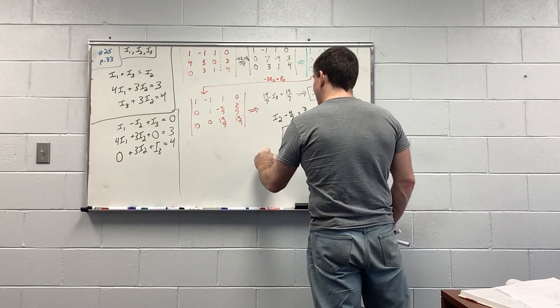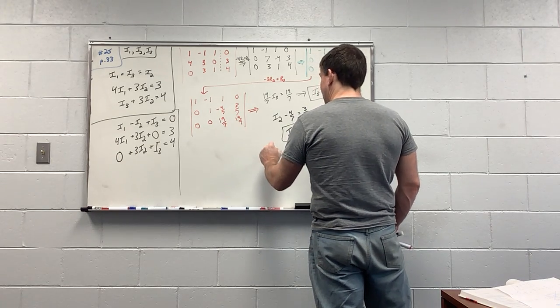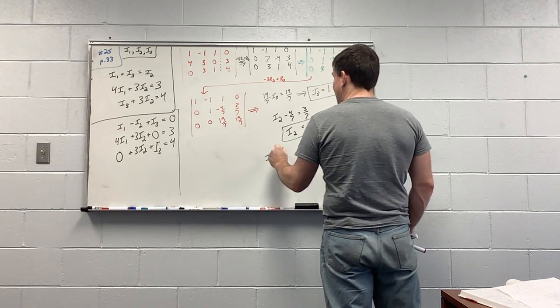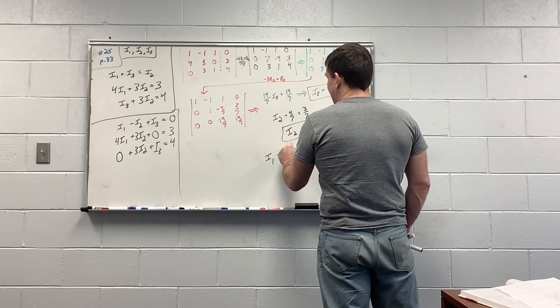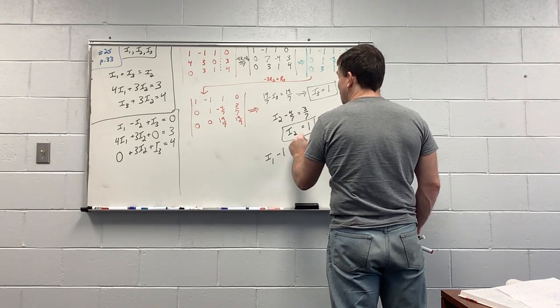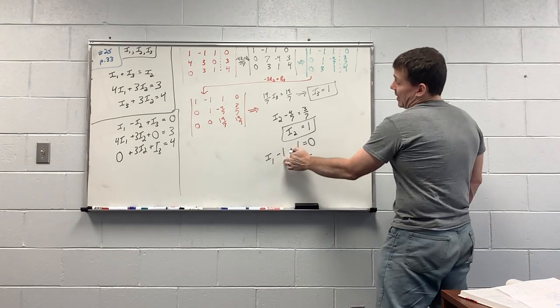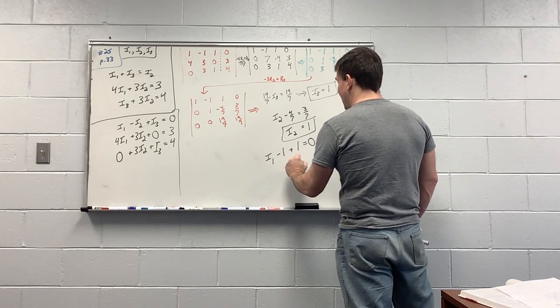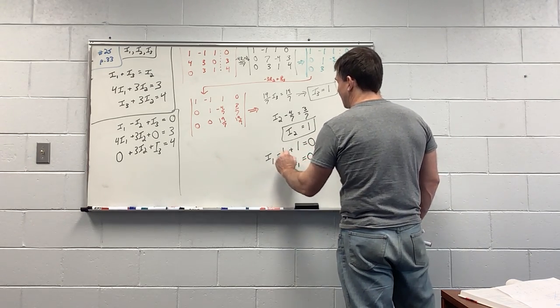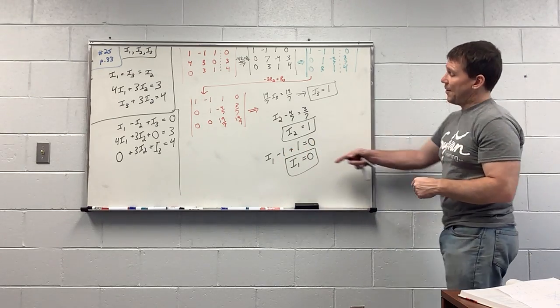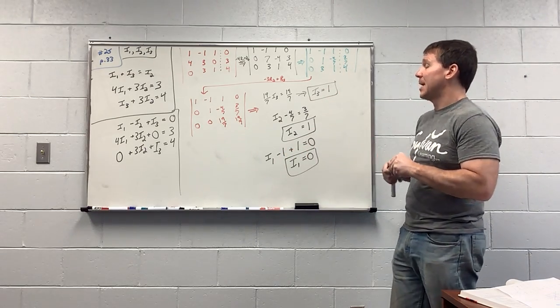Now plug in here, I sub 1 minus I sub 2, so minus 1, plus I sub 3, which is 1, equals 0. Negative 1 plus 1 is 0. I get I sub 1 equals 0. And now I have my I sub 1, I sub 2, and I sub 3.